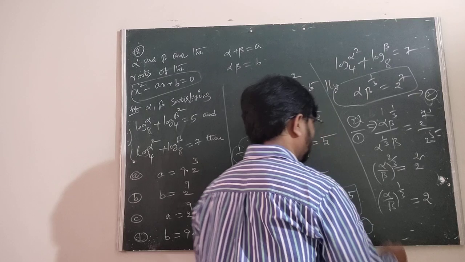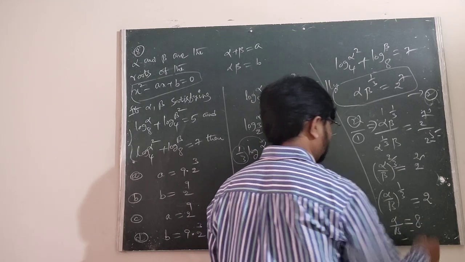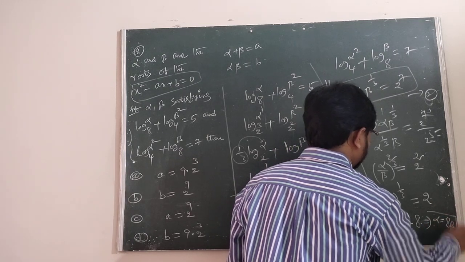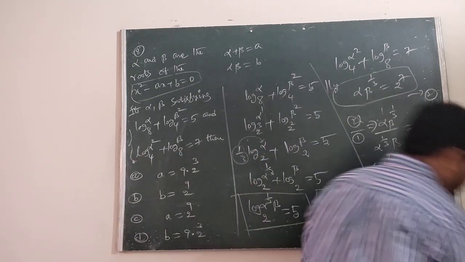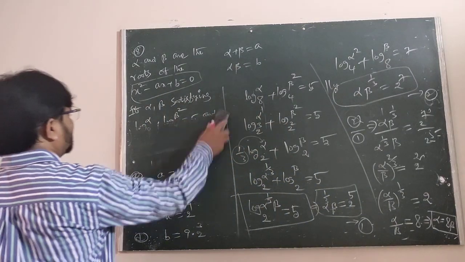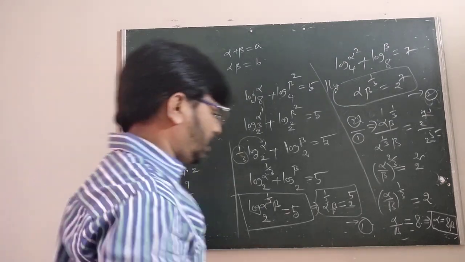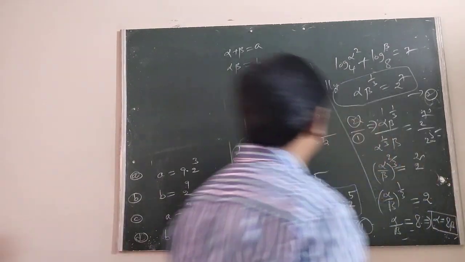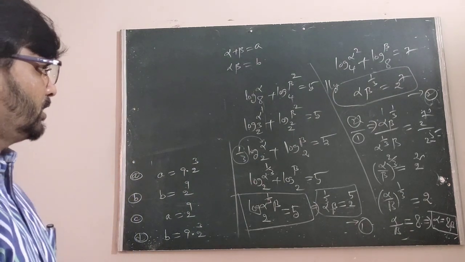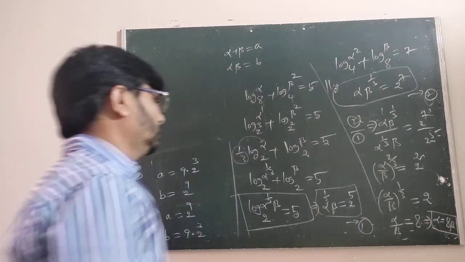Now cubing on both sides, alpha by beta equal to 2 cube, which is 8. That implies alpha equal to 8 beta. Alpha we got is 8 beta. That is the value of alpha. Now we are getting alpha plus beta. Here we observe alpha equal to 8 beta.